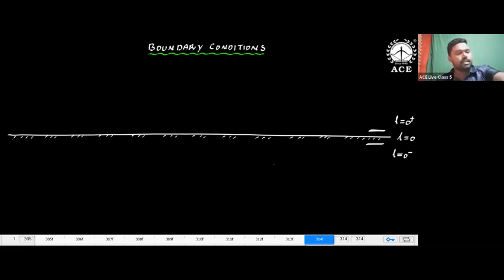Where is my media interface? My media interface is here, at L is equal to 0. Below this one, there is medium 1. Up to here it is medium 1, suddenly it is medium 2. So L is equal to 0 minus is just below the media interface, and L is equal to 0 plus is just above the media interface. Now I will consider this as medium 1.